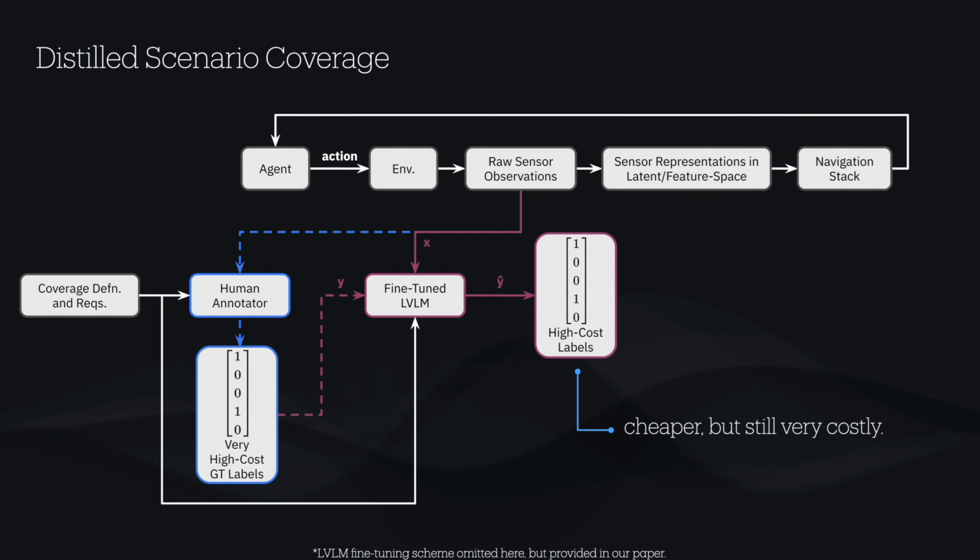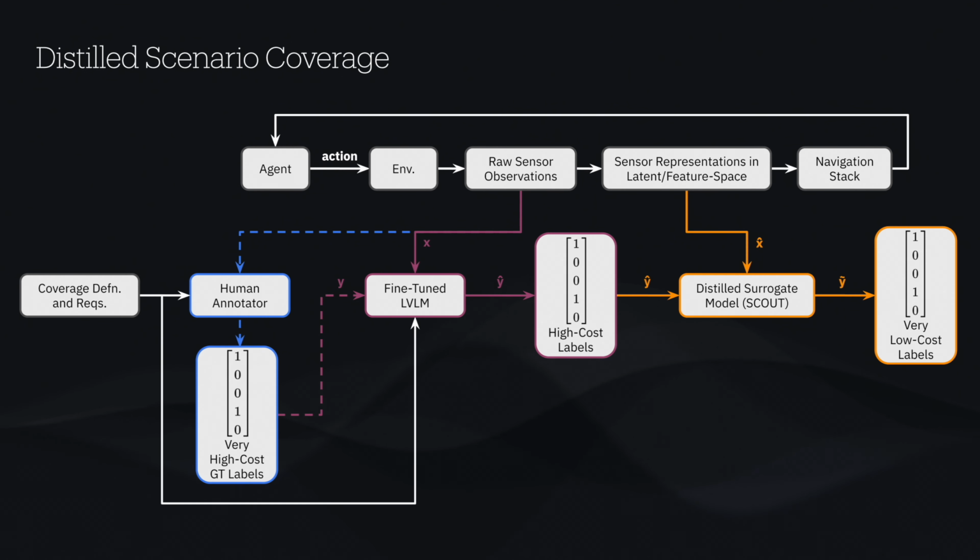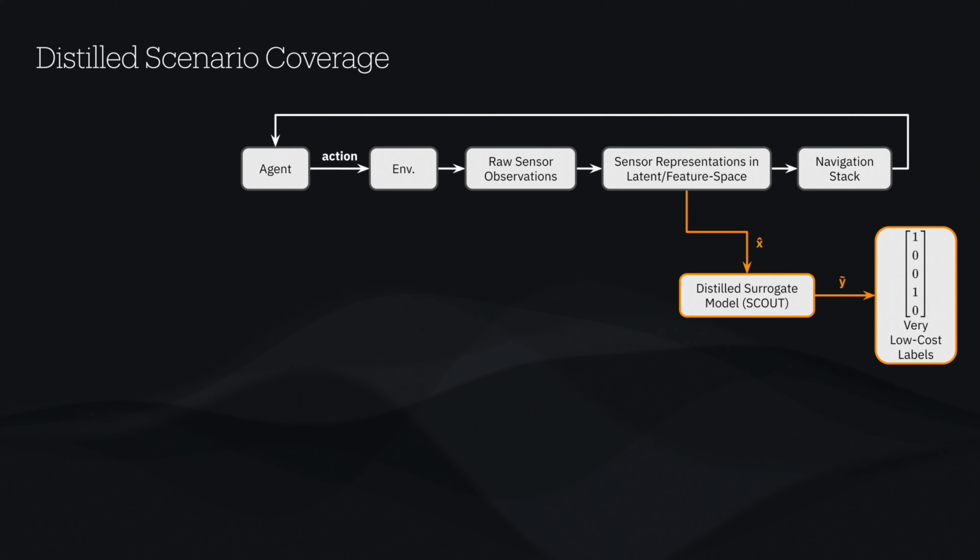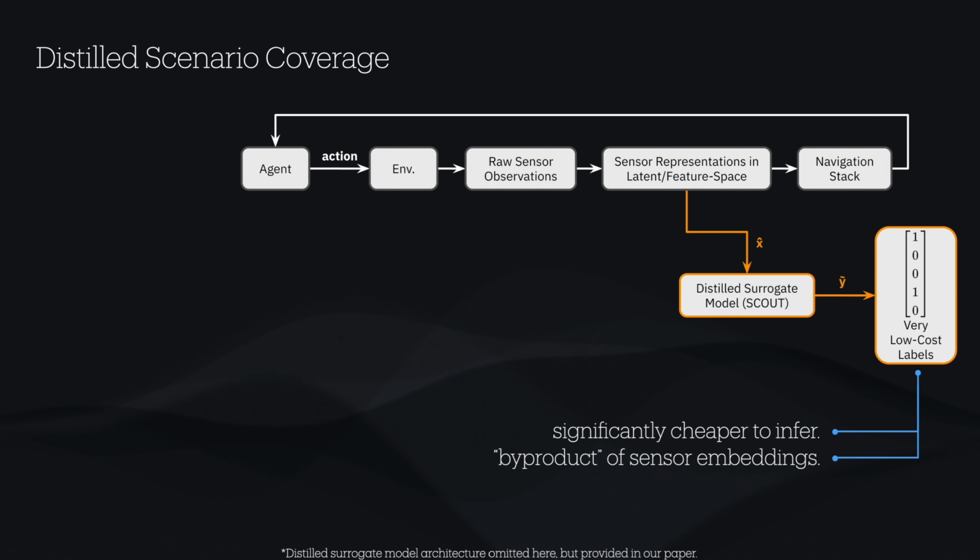So we want a better method, essentially, which is what we're proposing here, a distilled surrogate model. This surrogate model will essentially consume what we think a language model might do. But instead of using these raw sensor observations, it's going to be using directly those embeddings that we have as a part of the navigation stack. Well, this is great because now we can throw away all this part. And you can see it's significantly cheaper to infer because embeddings live in a smaller dimension space than these raw sensor observations. At the same time, they're a byproduct of the navigation stack, so you have minimal implementation effort.